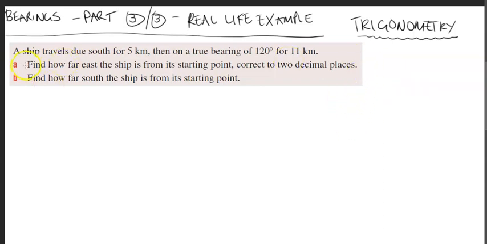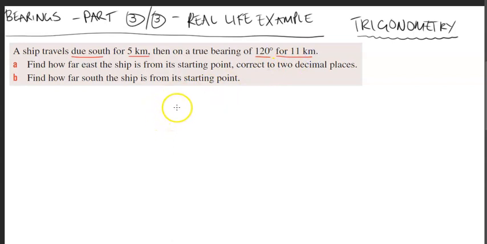So for now, let's have a look at this question. A ship travels due south for 5 kilometers. Then on a true bearing of 120 degrees, it travels for another 11 kilometers.